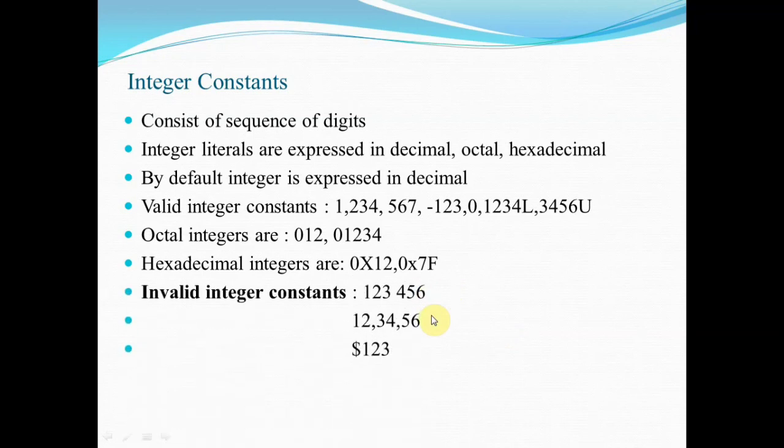So this is all about integer constants, and here are some invalid integer constants. Spaces are not allowed in between the digits of the number, and commas are not allowed. Also, if the number starts with some special symbol, then it is not allowed in an integer constant. So this is all about the first type of constant.